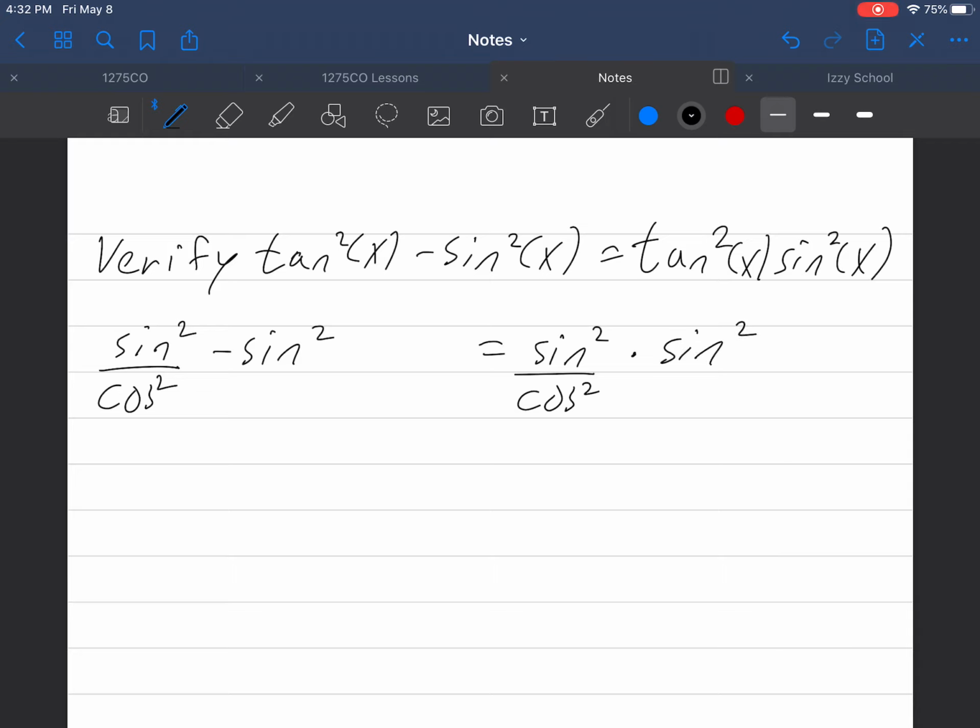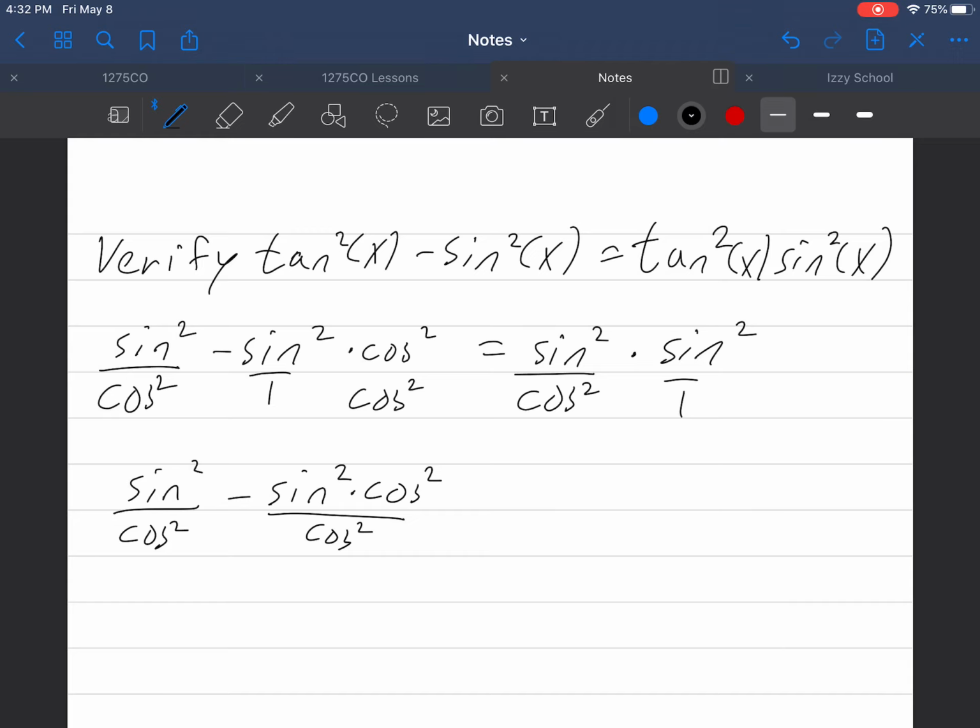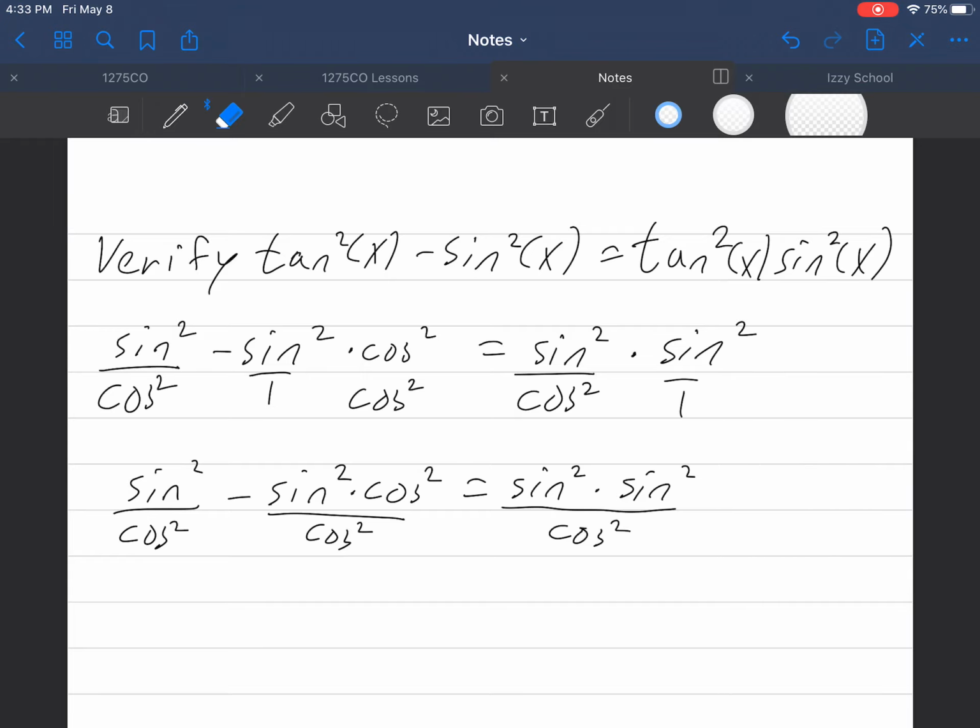I'm leaving some space because, again, I do want to combine like terms over here with a common denominator of cosine squared. So I'm going to multiply that sine squared over 1 with a cosine squared over cosine squared. Over here is also sine squared over 1, so we can multiply these fractions together. So we're going to get sine squared over cosine squared minus sine squared times cosine squared over cosine squared. And on the other side, sine squared times sine squared over cosine squared. Now I can multiply these together to get a sine to the 4th power x, but I actually don't want to because I don't need to.